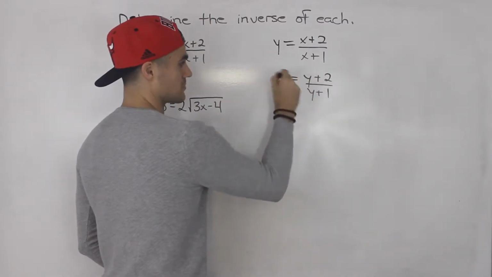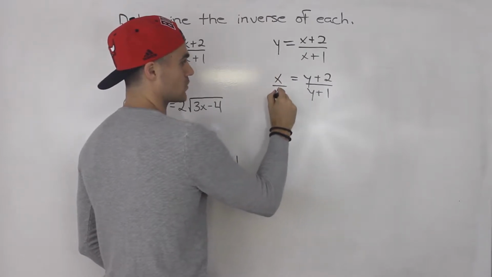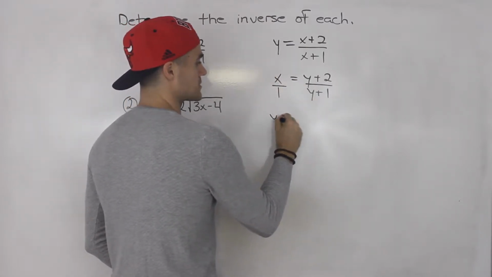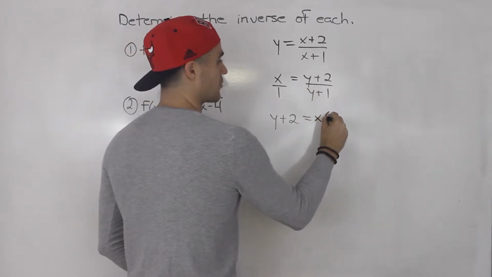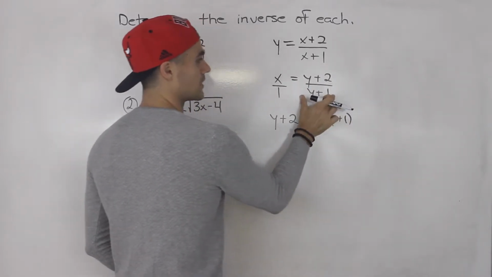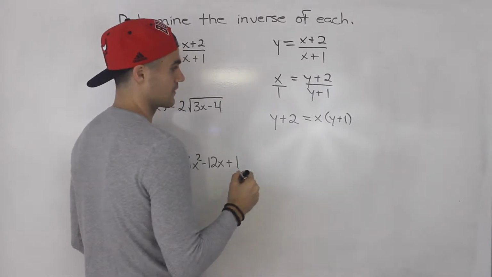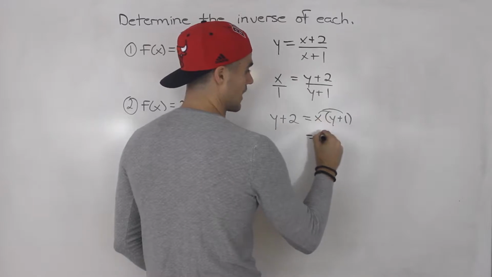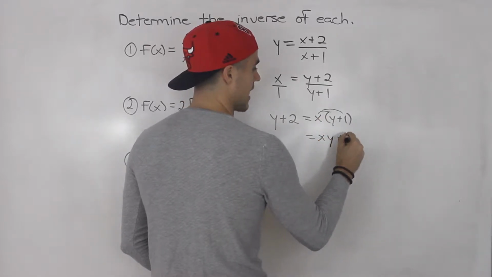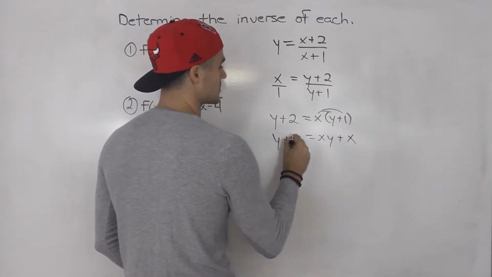Well, what we can do is cross multiply. So this x I put over 1. So 1 times y plus 2 is just y plus 2. And then x times y plus 1 would be x bracket y plus 1. You're multiplying it by that whole expression there. And then from here, what you want to do is distribute the x inside the bracket. So we'll have xy plus x on the right side, and then we'll have y plus 2.